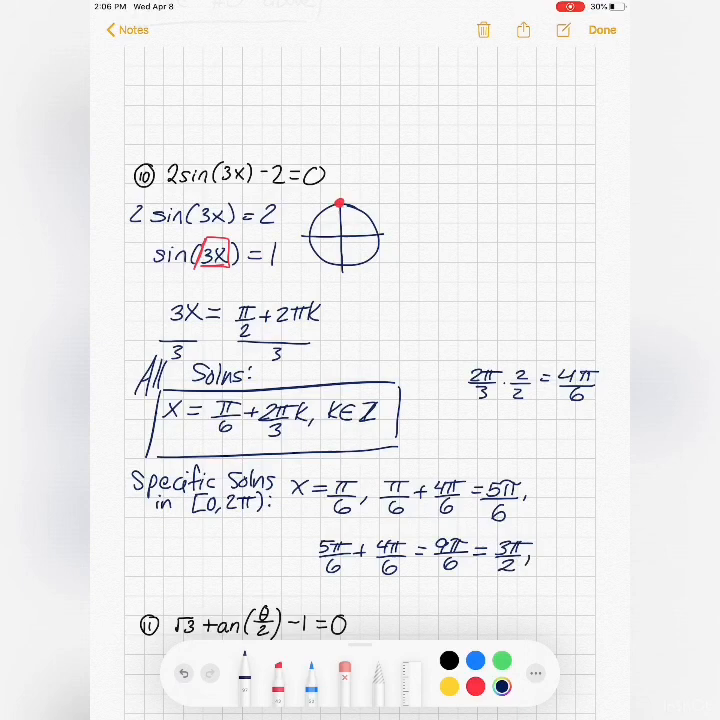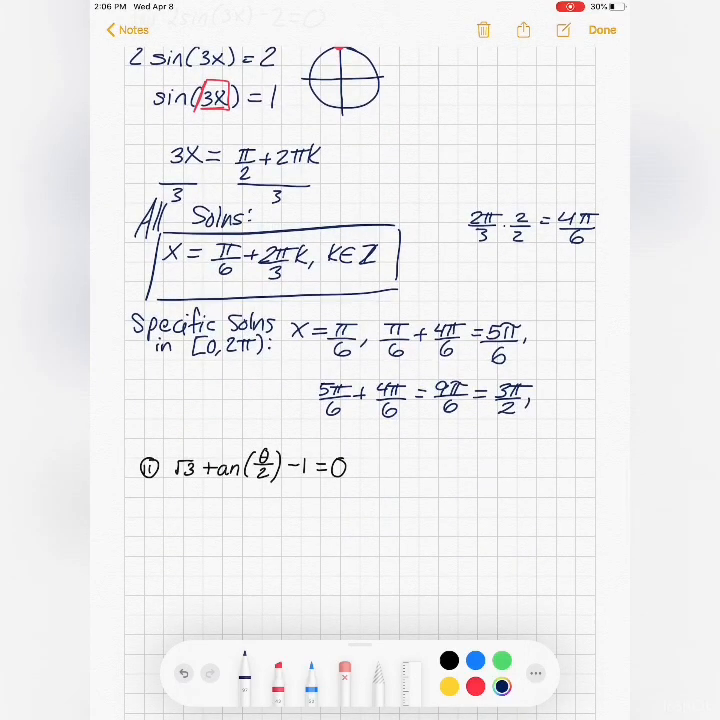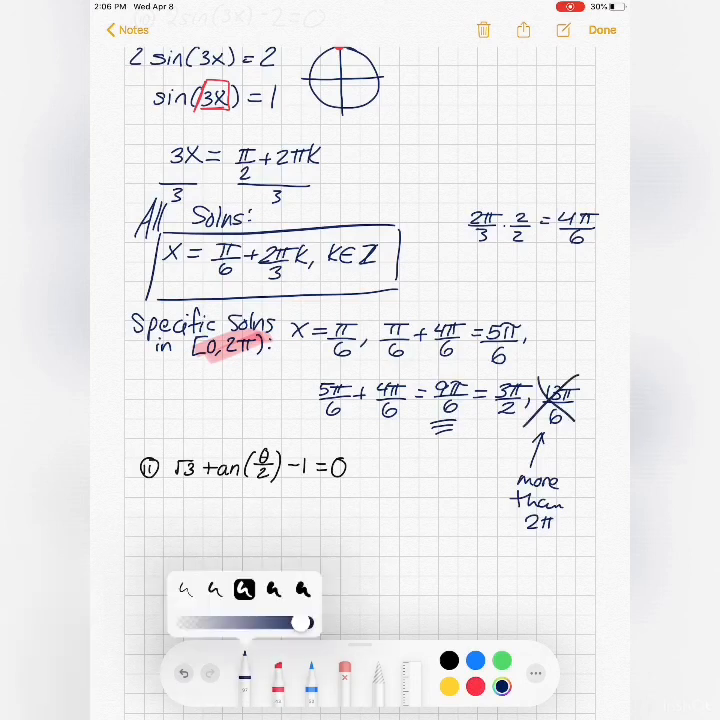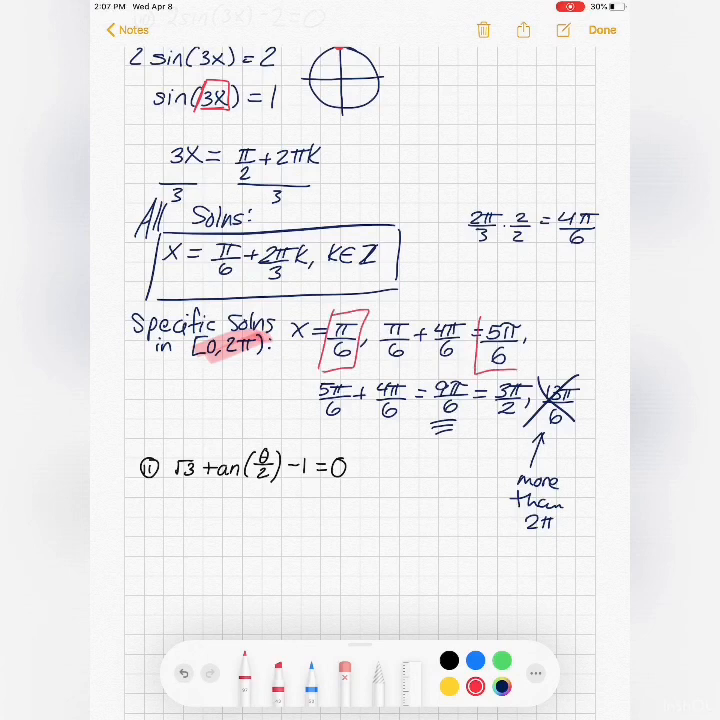What if I add another 4 pi sixths? So what would that one be? 13 pi sixths? Okay, this one though, this is actually more than 2 pi. So actually I'm no longer in this interval. So that guy's no good. So let's see, what are my solutions then? I guess I've got pi sixths, 5 pi sixths, and 3 pi halves. So those are my 3 specific solutions in the interval 0 to 2 pi.